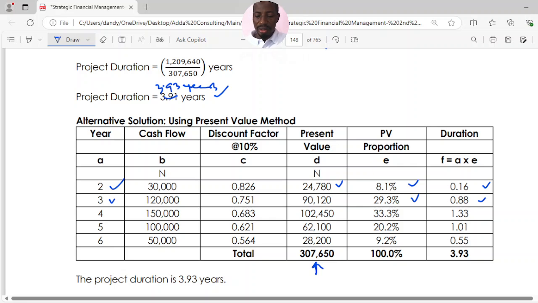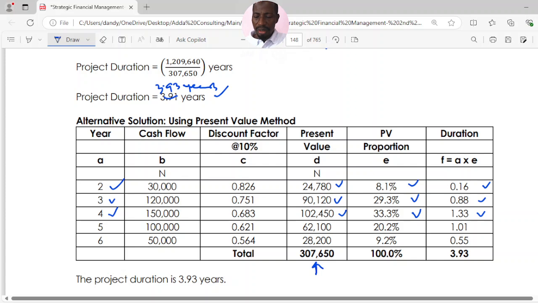All right, I will do the same thing for year 3. In year 3, the present value is 102,450 divided by the total present value. Then, of course, I will get 33.3%. 33.3% multiplied by year 4 will give me 1.33.